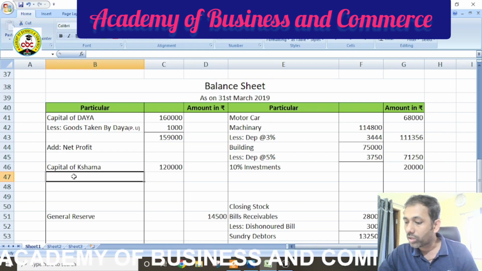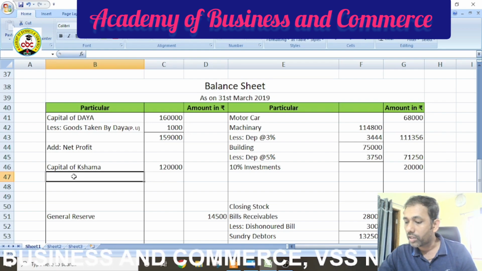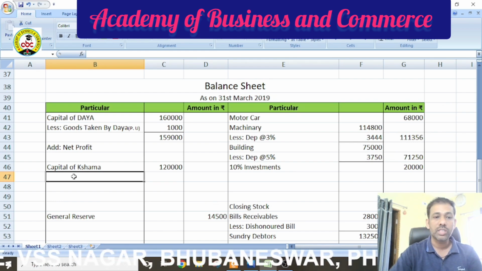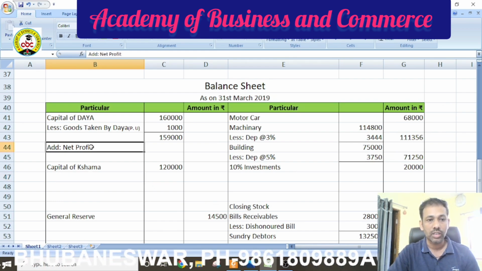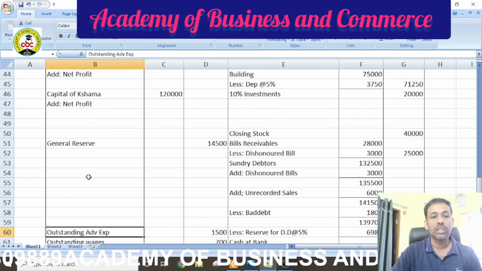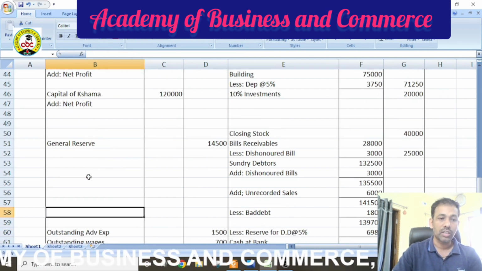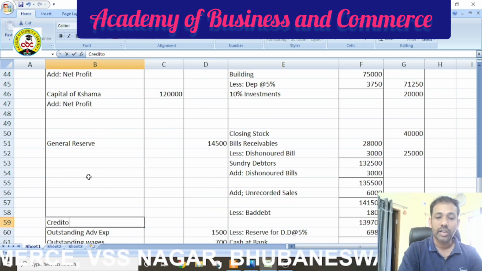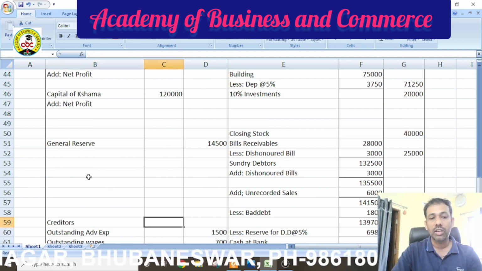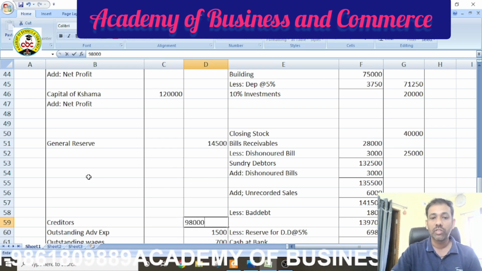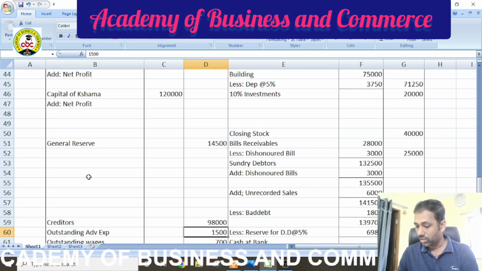Every item is taken, net profit, outstanding expenses, then proceed on. Then the next item is creditor. Creditor is a liability that you have to take on the credit side, the liability side of the balance sheet. The creditor amount is 98,000. Very simple thing, 98,000.